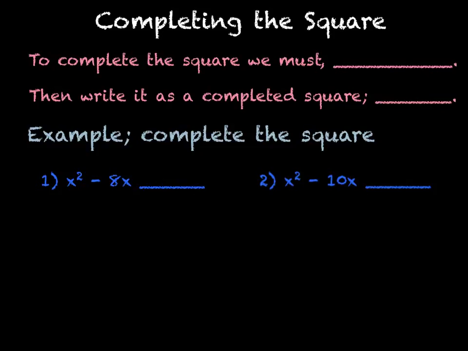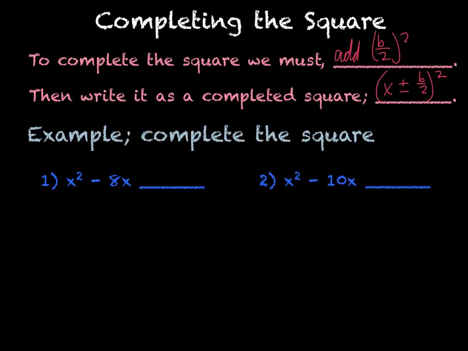Completing the square. To complete the square, we just need to add (b divided by 2) quantity squared. Then if we want to write it as a completed square, we write it as x plus or minus whatever it turns out to be, b over 2, and then that whole thing is squared, and that is written as our completed square. So let's do some examples of just completing the square.